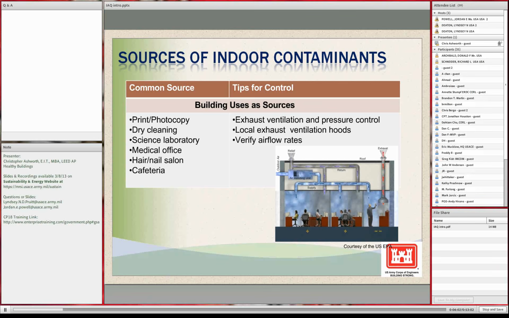Printers, photocopiers, you can have dust, etc. coming off of those things. And if you don't have the proper exhaust or ventilation or pressurization, those can cause indoor air quality concerns or issues that can have large effects back on that productivity.